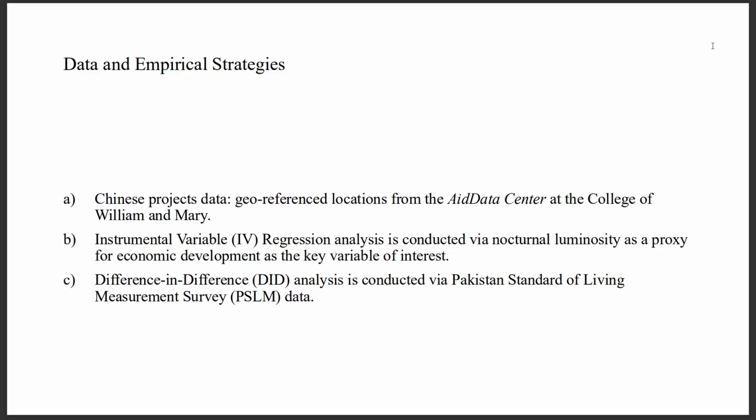So the first estimation strategy is an IV analysis. For this, the outcome variable is nocturnal luminosity. Because Pakistan does not have local GDP statistics, and we do not collect information on local economic development, I had to use some sort of a proxy for it. Based on my literature review, nocturnal luminosity came out to be a suitable proxy to measure economic development at the local level.